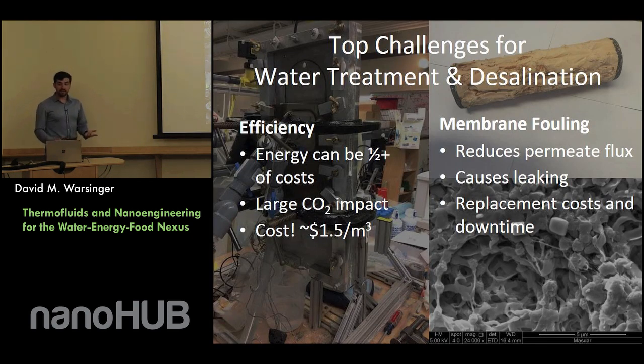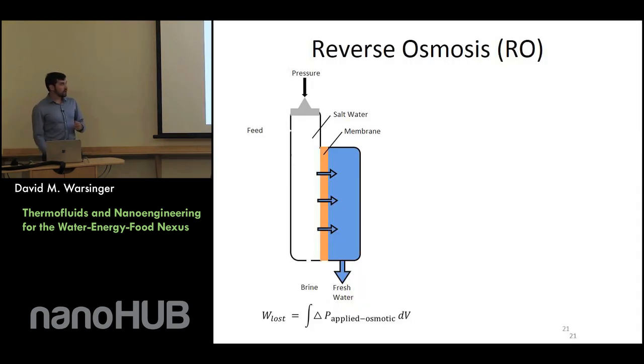Now, the top challenges for desalination processes are the energy efficiency as well as membrane fouling. And we're going to address both of these with a batch process. Reverse osmosis is the technology in desalination that most people are familiar with. You have a high pressure pump, you have a salty feed, and you apply enough pressure to overcome the osmotic pressure. As a result, water will go from the salty side to the less salty side, and you're essentially doing PdV work in this process.